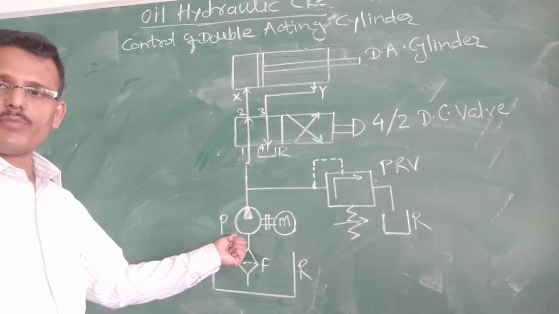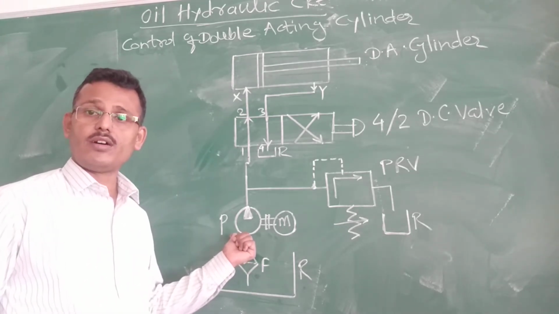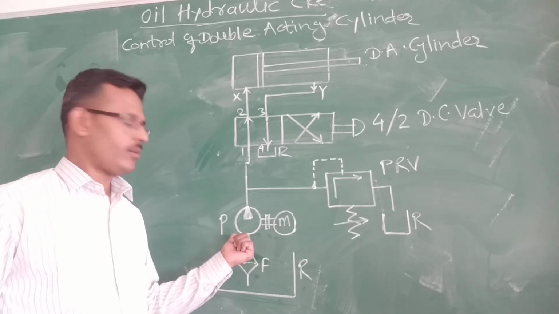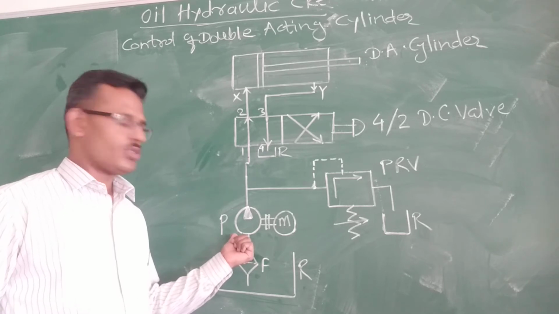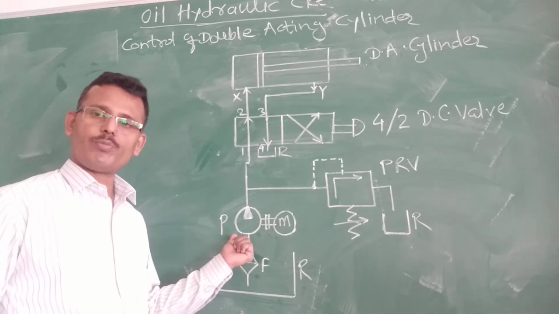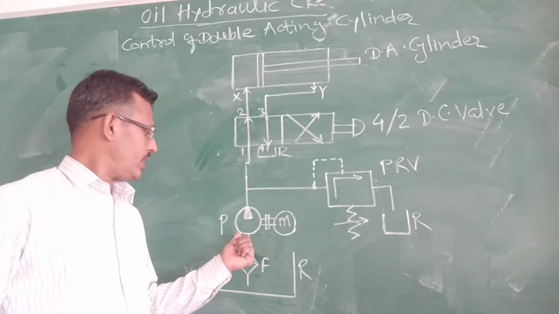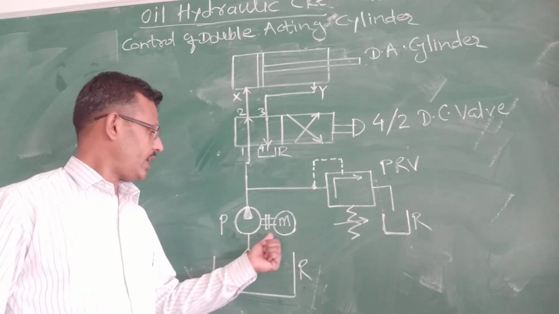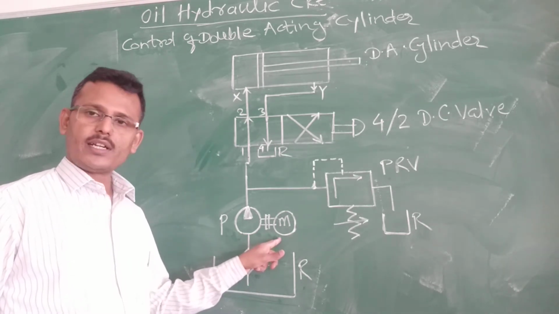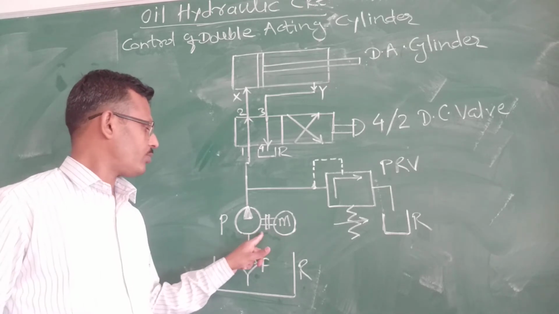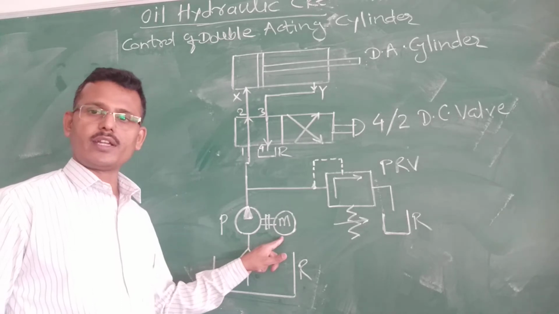After that, the next component is the pump. The pump is also called the heart of this hydraulic system. The main function of the pump is to increase the pressure of the oil. It works on the principle of converting mechanical energy into oil energy. This pump is driven with the help of an electrical motor. The shaft of this electrical motor is coupled to the shaft of the pump, so the pump gets driven by the electrical motor.